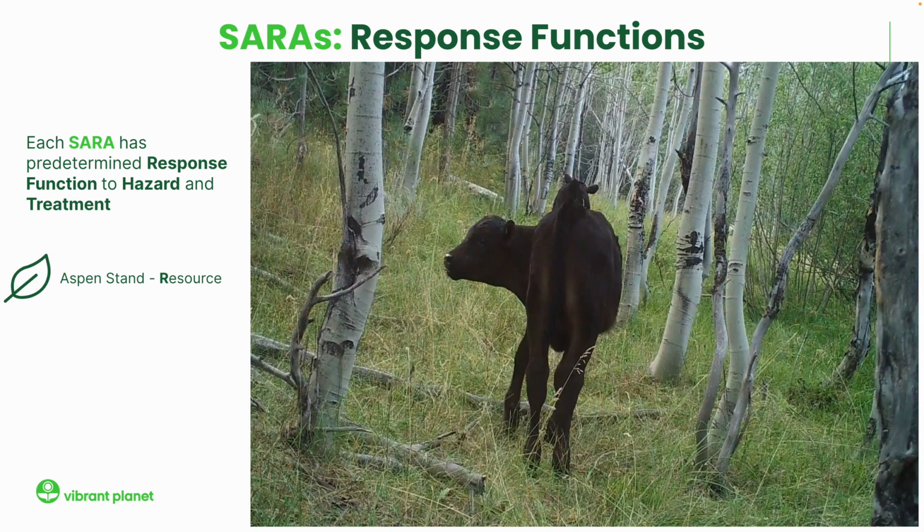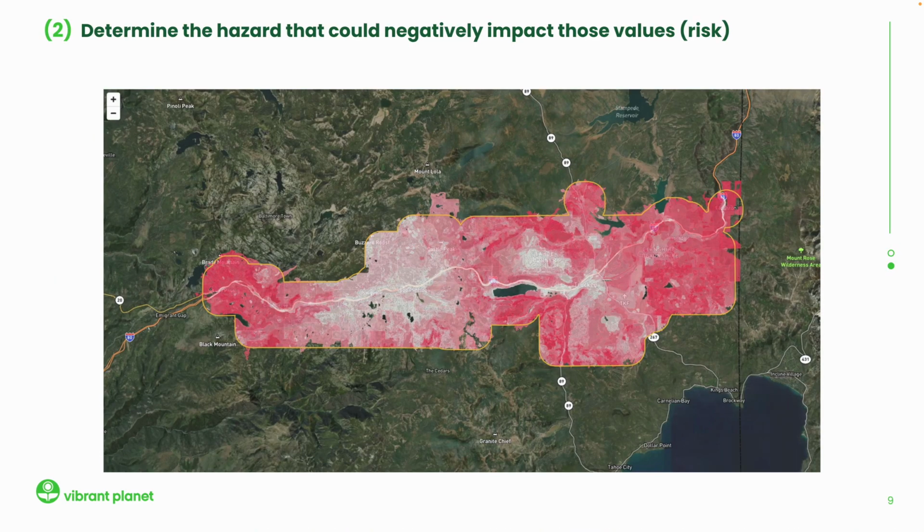And we can actually lose aspen stands. So just like different types of fire can have different responses from aspen, so can different types of treatments. All right, moving on to step 2. So now we know we have these SARAs, and each individual SARA is going to respond differently to different types of fire intensities and different types of treatments.